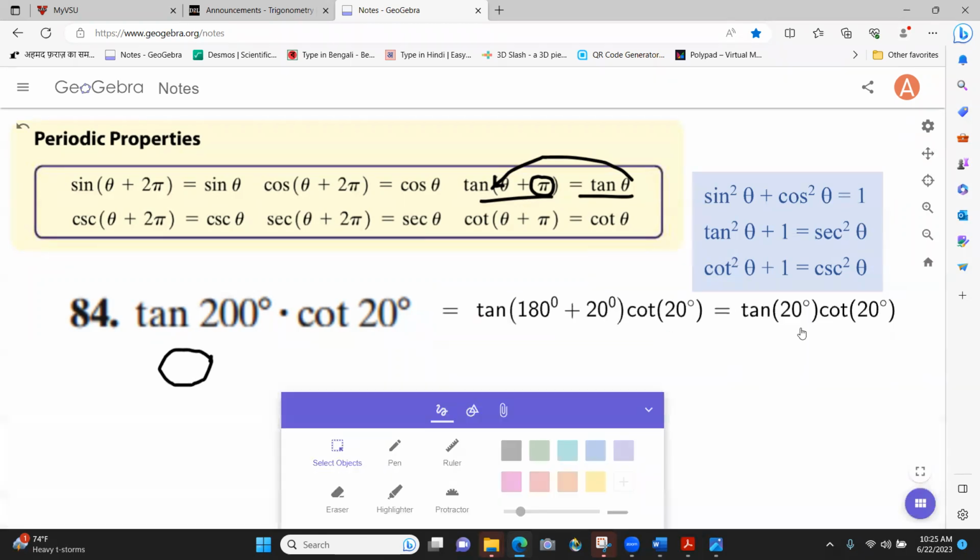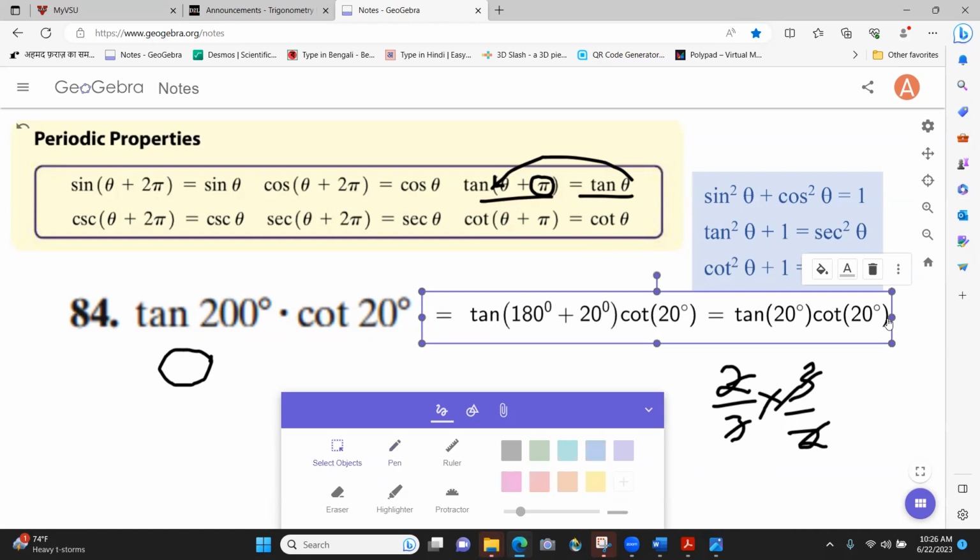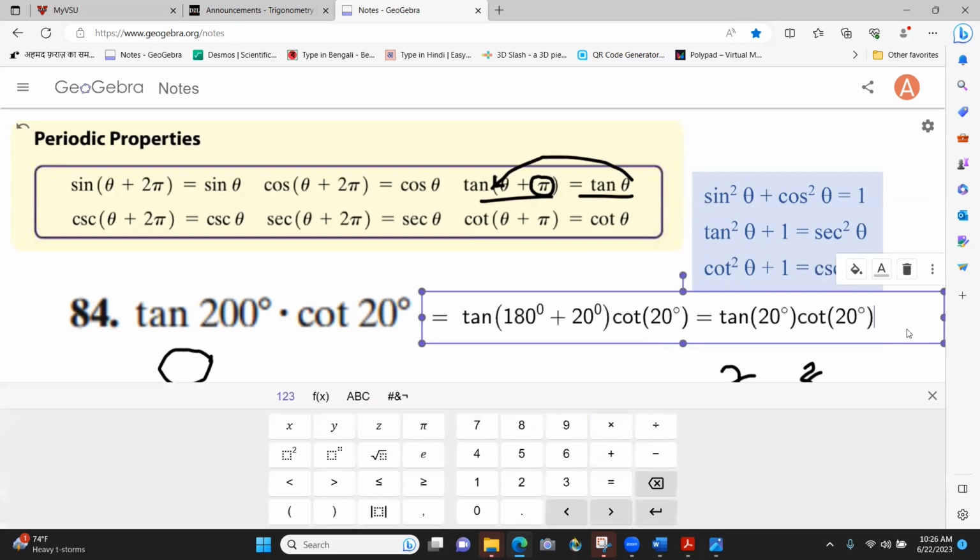Now, tan and cotangent are reciprocals of each other. Okay, what does that mean? They will cancel and the answer will be 1. Take a look. If one is 2/3, the other one will be 3/2, and they will cancel, and you'll always be left with 1. When you multiply two reciprocals, the answer is always 1. So the answer to this is 1.